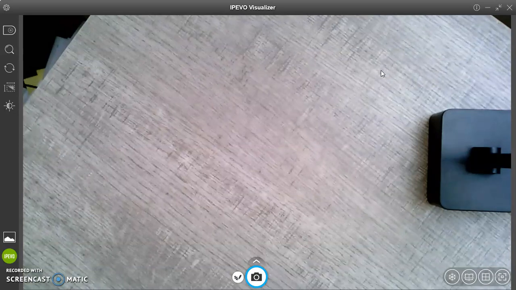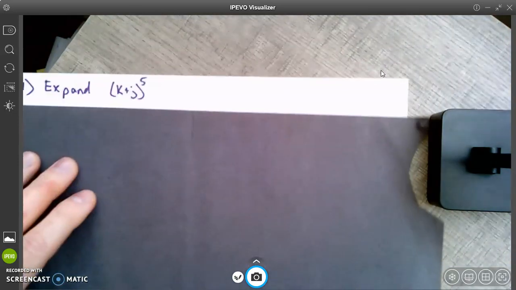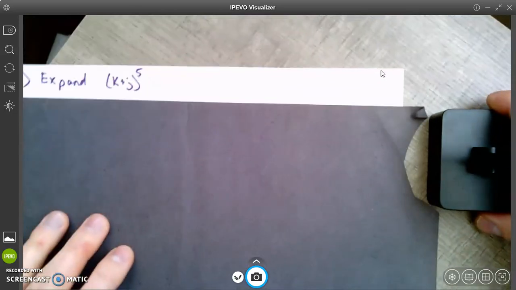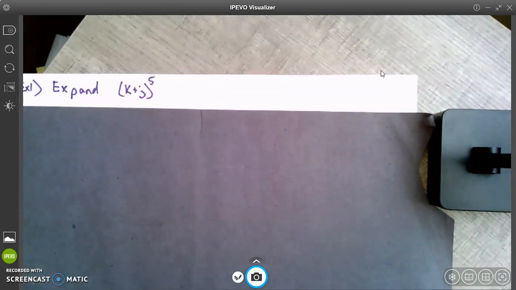Okay, let's try one out. We have two things to do now that we've talked about this. Thing number one, I give you an expression, and I want you to expand it all the way out without multiplying k plus j times k plus j times k plus j, or whatever the case may be.